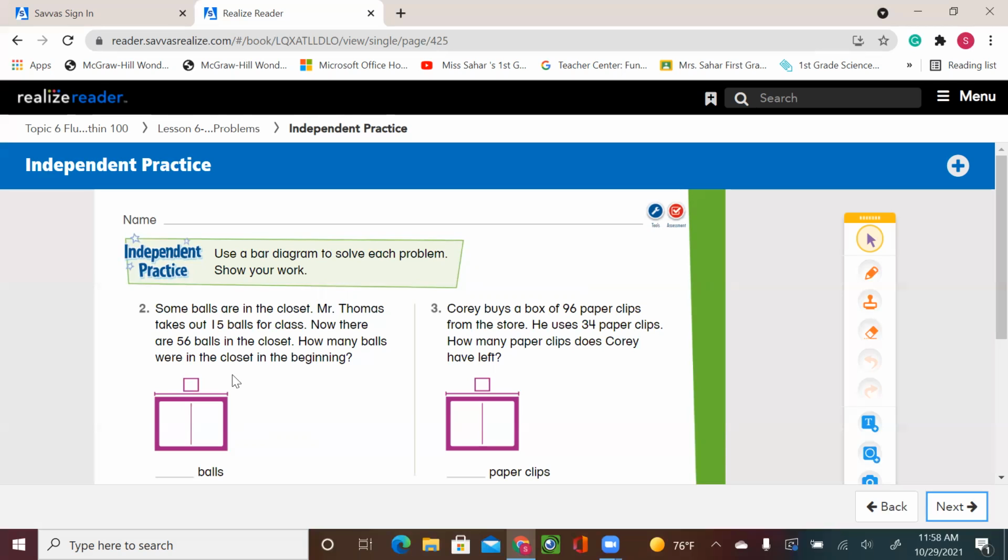So what we have, we know that the 2 parts we have, he took 15 and now there's 56. So how many did they have first? So let's put this information in our bar diagram to help us. So first, they took out 15, and now we have 56.